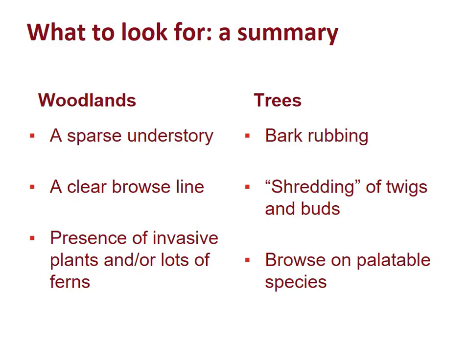To summarize, in woodlands you can see evidence of deer impacts if there's a sparse understory, a clear browse line, and/or the presence of invasive plants or a lot of ferns. On trees, evidence of deer includes bark rubbing and the shredding of twigs and buds. Also, be aware of the tree species in your woodland, because each species differs in its palatability to deer. Understanding these indicators will help you to better identify deer impacts in the woods.